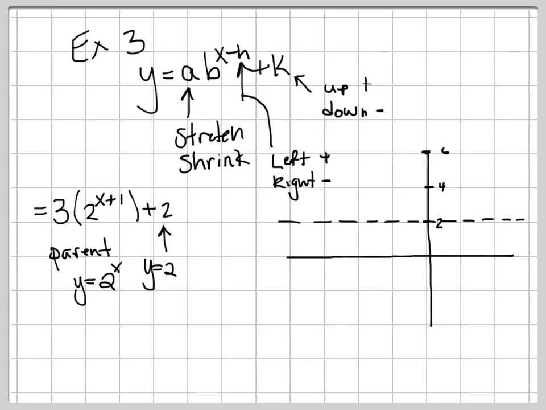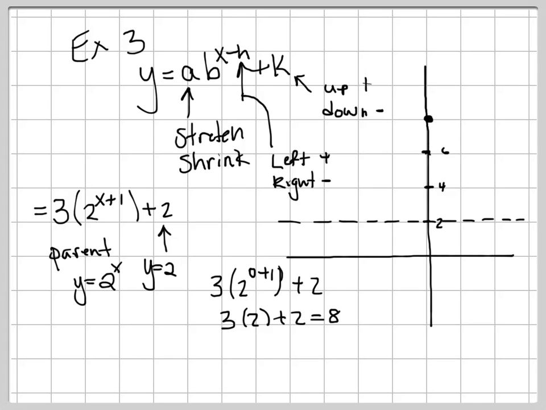If I want to know where it is on the y-axis, because one of the things I look for is the y-intercept, I'm going to go ahead and plug 0 into the equation. Let's just work that out. So that's going to be 3 times 2 plus 2, which is 8. So we'll go all the way up to 8 here. Put the point there. Draw that all the way up.